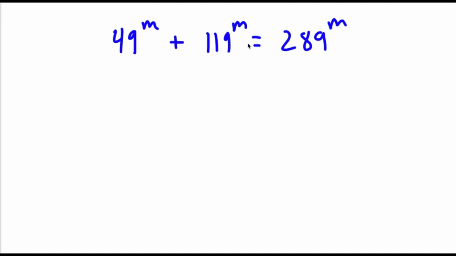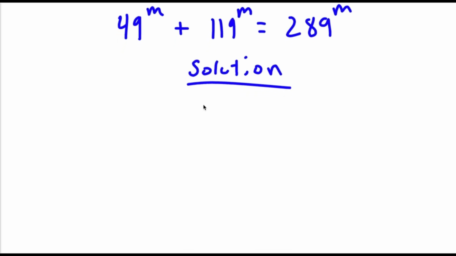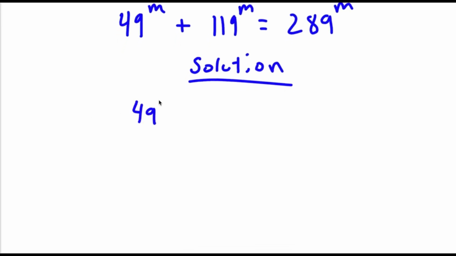In today's video, I'm going to be teaching you guys how to solve this exponential equation. So we have 49 to the power of m plus 119 to the power of m is equal to 289 to the power of m. Now for our solution, we first start with 49 to the power of m plus 119 to the power of m is equal to 289 to the power of m.